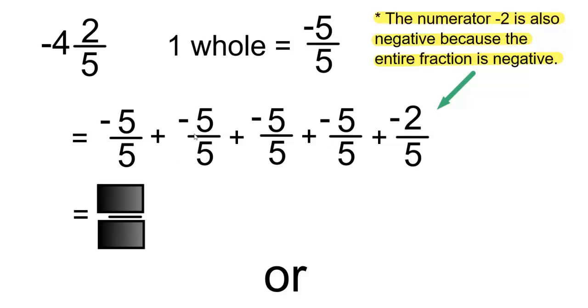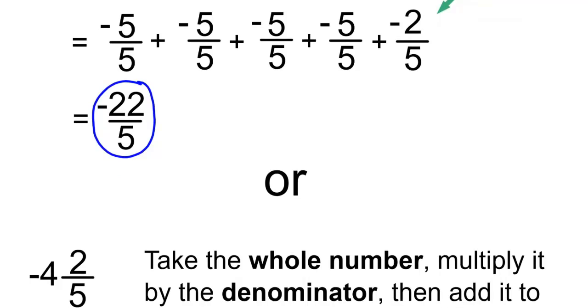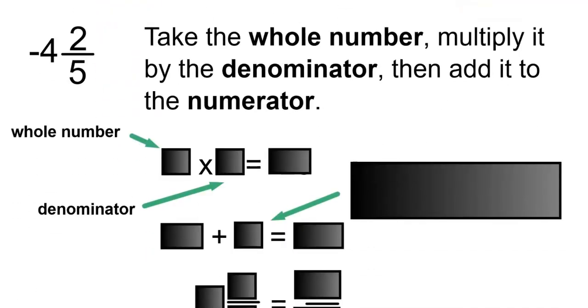We'll add all the numerators together, -5 plus -5 plus -5 plus -5 plus -2, and this will give us a total of -22 over the denominator of 5. Or another way we can convert to an improper fraction is to take the whole number, which is -4, multiply it by the denominator, which is 5, then add it to the numerator, which is -2.